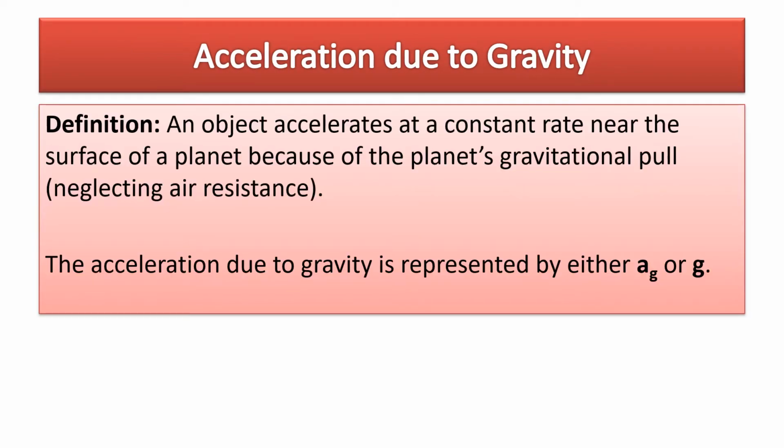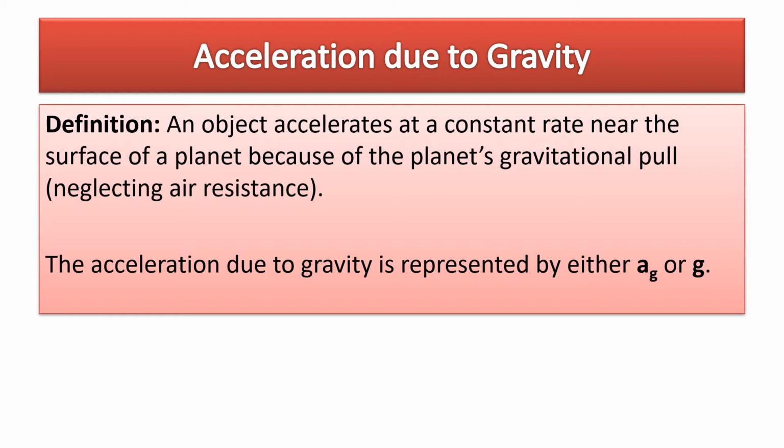So when talking about freely falling objects, we have to talk about the acceleration due to gravity. An object accelerates at a constant rate near the surface of a planet because of the planet's gravitational pull. And in all of these problems, we're going to be neglecting air resistance. When you take AP physics, there's actually a drag force equation, a frictional force that air resistance exerts on the falling object. But we'll neglect all that and just keep it simple and pretend there's no air resistance.